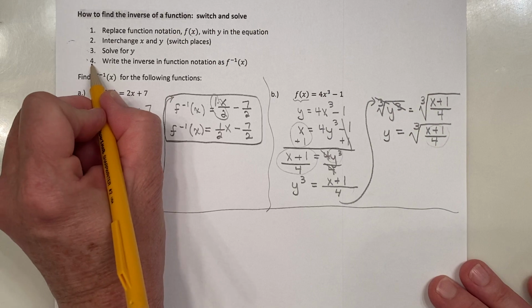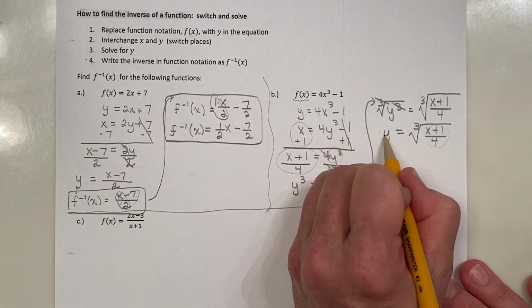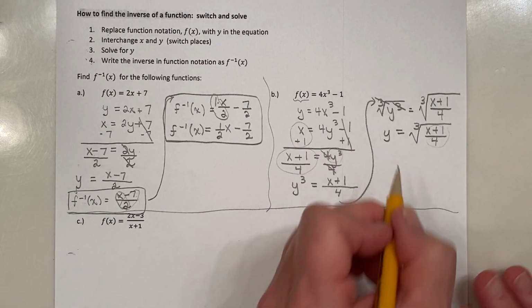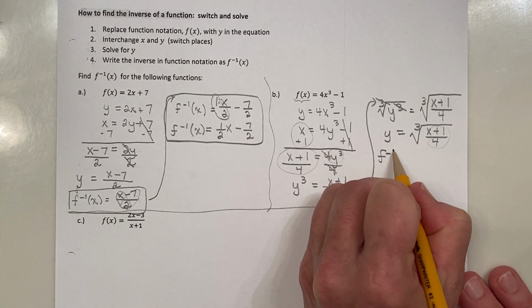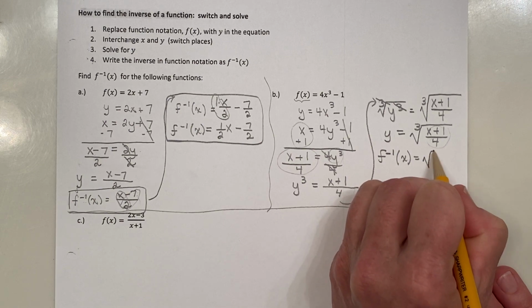Okay, and the last step is to write it in inverse function notation. Right now it's not revealing to us that this y is an inverse function, but it would be revealing to us that it's a function if we use this f inverse notation.